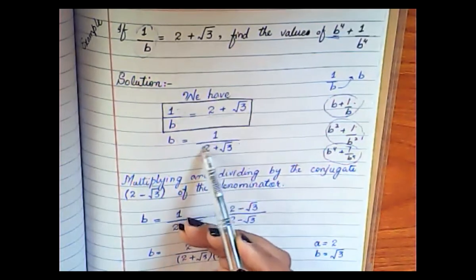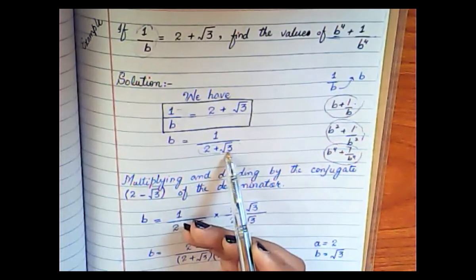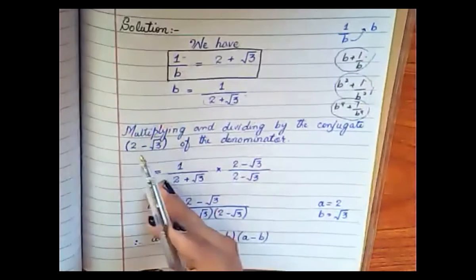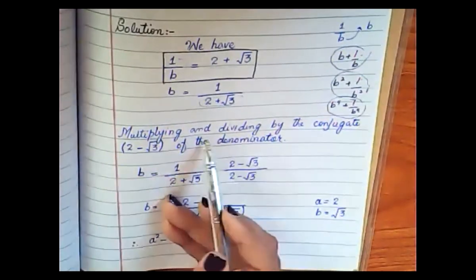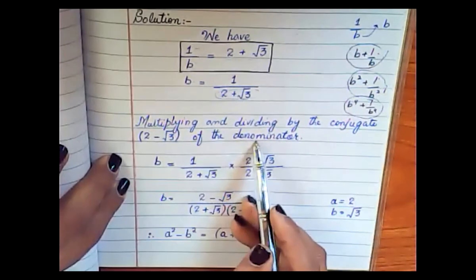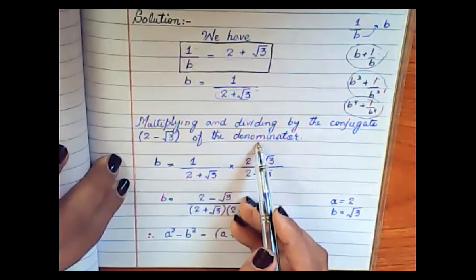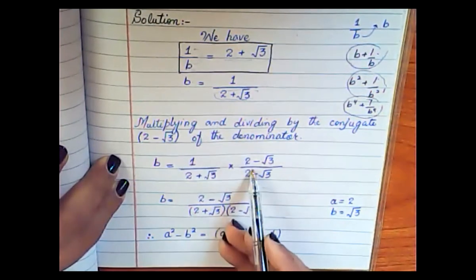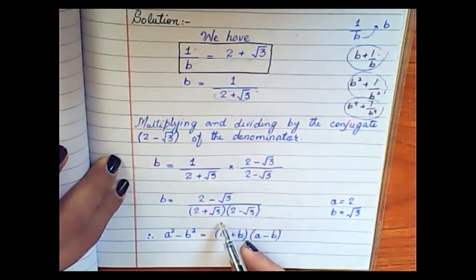Now you have to rationalize the denominator, means you have to eliminate this radical sign. For this you will write multiplying and dividing by the conjugate of the denominator. No, we will use two formulas, Sania Javed. Then simply you will rationalize it. You know the procedure of rationalization.